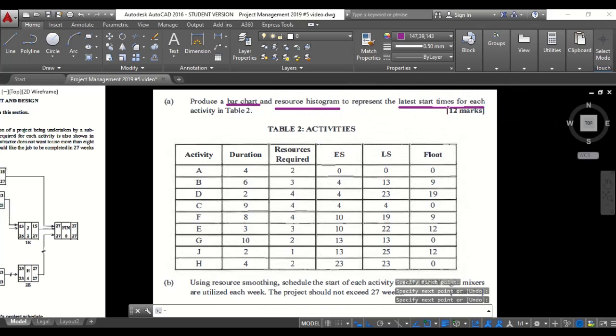So first and foremost, what's a bar chart? It's basically a graph, as you know, that would show a relation between two things. Sometimes it has to do with a timeline and some other information. It can be used to show the relation between anything really.